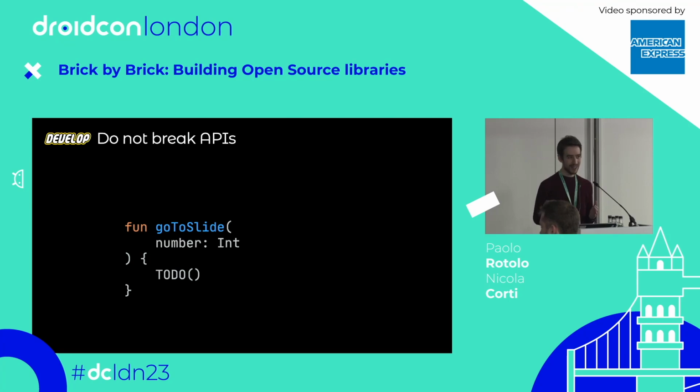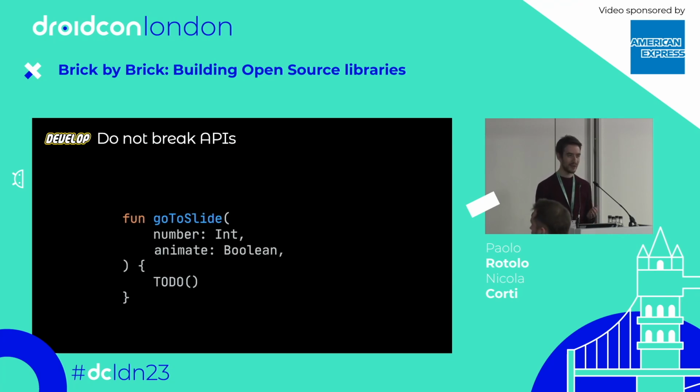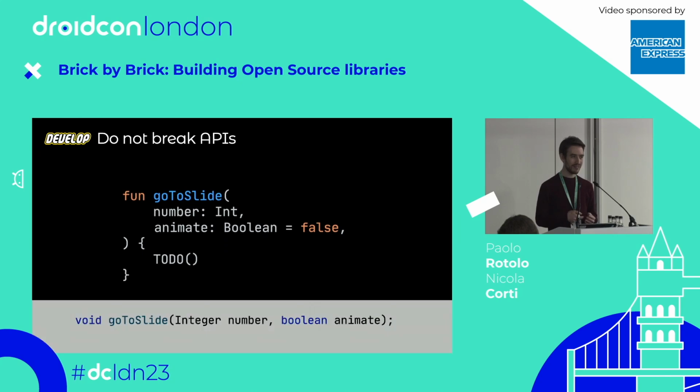There aren't only Kotlin users out there. Maybe your API can be consumed from Java users too. So you have to be careful about this too. Because in Kotlin, you might say, OK, I want to add a new parameter to this API. So I'll just use a default value, right? So this won't break the code for my user. But what will happen if a Java user is using that?